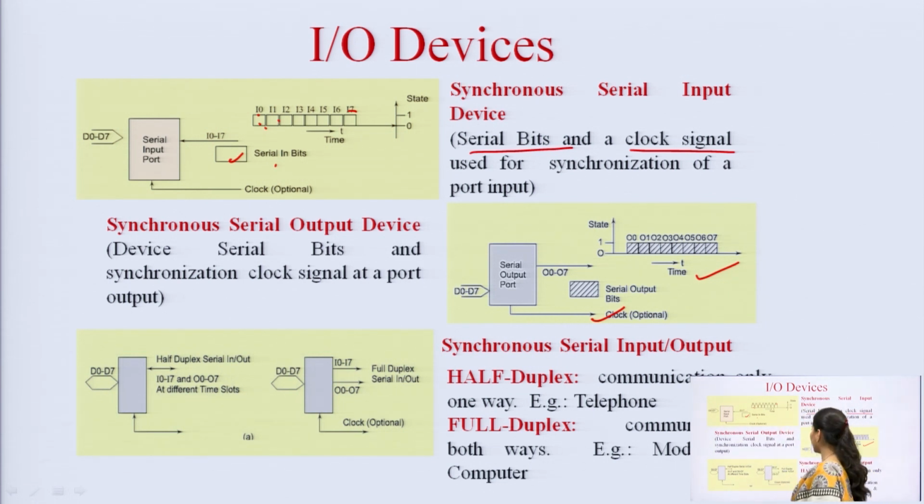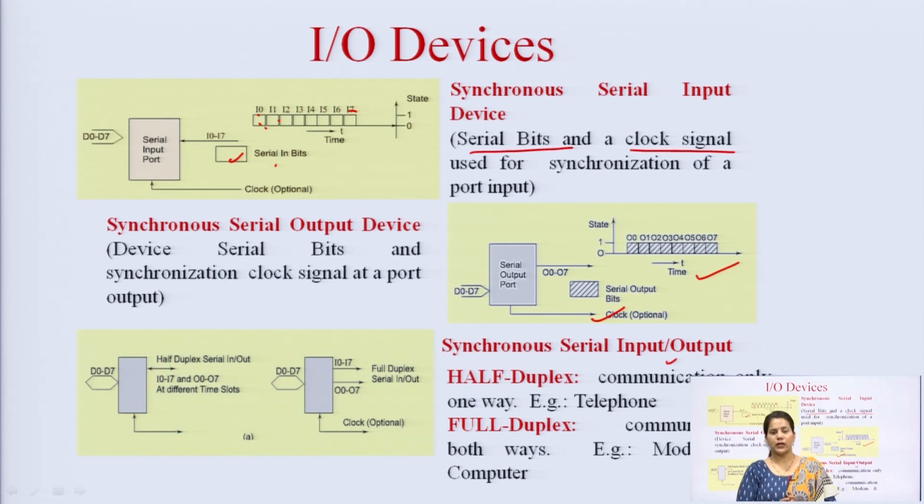Now, when we talk about the synchronous serial input or output port, there are two types of ports, either half duplex or full duplex. When we talk about the half duplex port, that means two-way communication can take place at that particular port, but one at a time. Either the data will be received or the data can be sent, a simultaneous process cannot take place. So, that is half duplex.